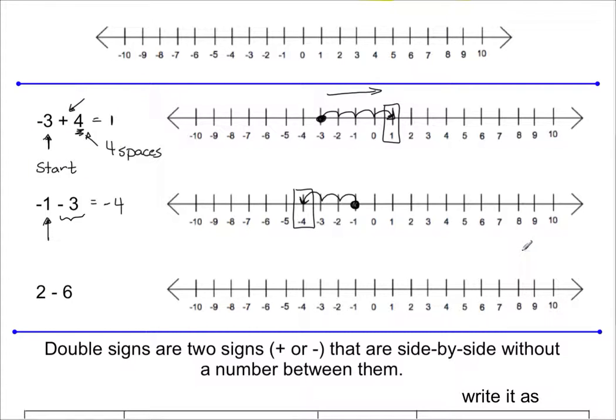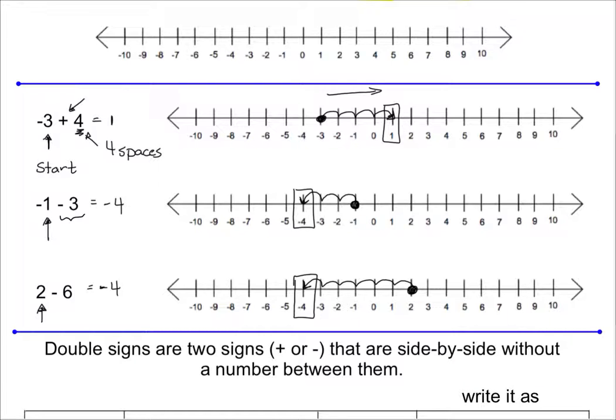Now we have 2 minus 6. Again, our 2 is our starting point, so we're going to put a big dot on number 2, and the minus means backwards, or to the left, or down, however you want to look at it. We're going to go down, backwards, left, 6 spaces. 1, 2, 3, 4, 5, 6. And that gets us right here to -4. Okay, so now you've seen we just go left or right on the number line.